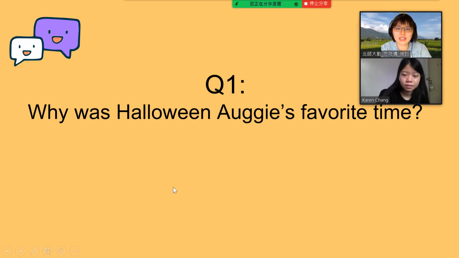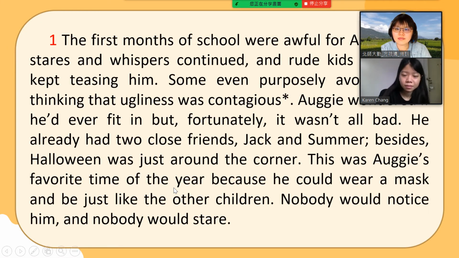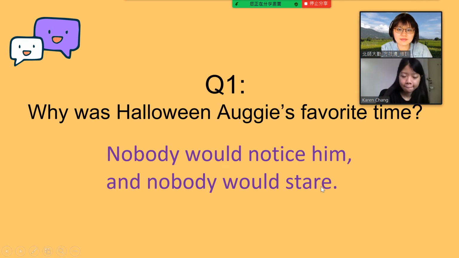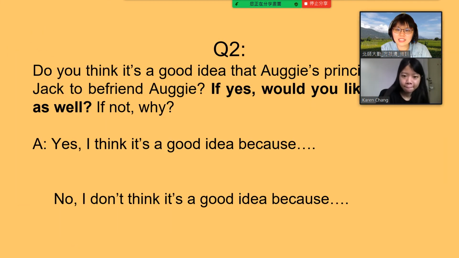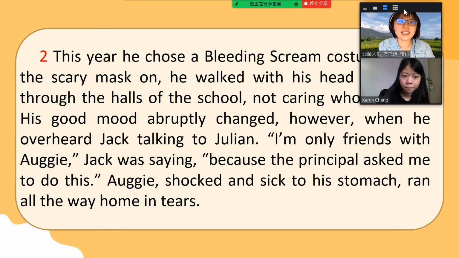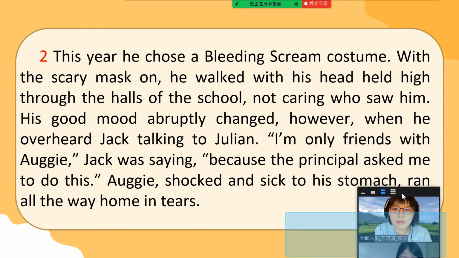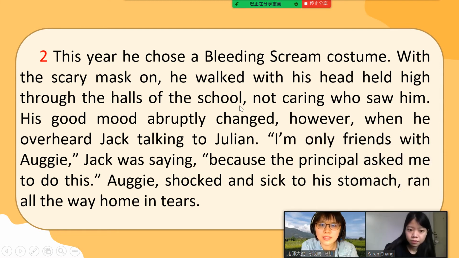Why was Halloween Augie's favorite time? Because nobody would notice him and nobody would stare. Okay, then let's look at the second paragraph. Because he likes Halloween, this year he chose a bleeding scream costume. With a scary mask on, he walked with his head held high through the halls of the school, not caring who saw him. Why could other people not see him?